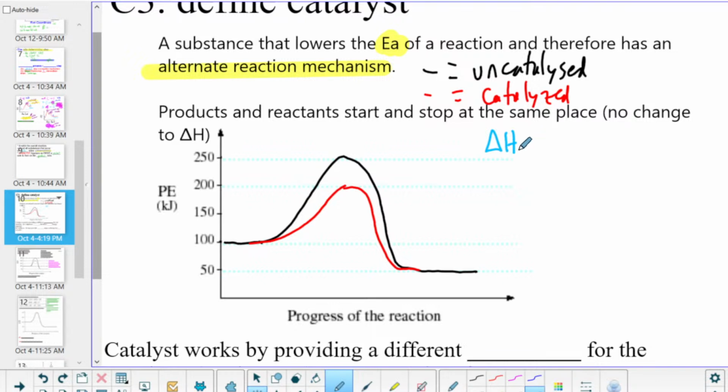So, delta H uncatalyzed, delta H catalyzed, energy of activation catalyzed, energy of activation uncatalyzed. Fill in all of those values, please.